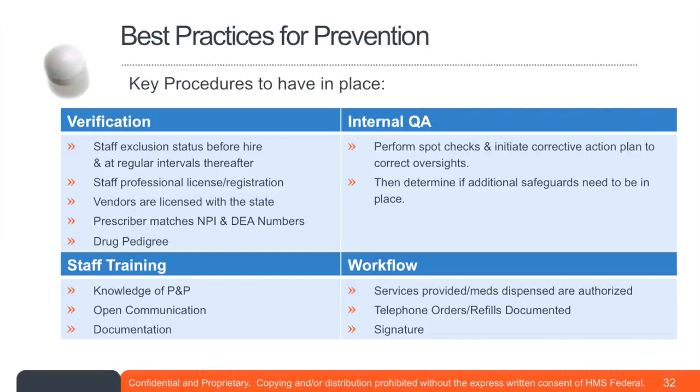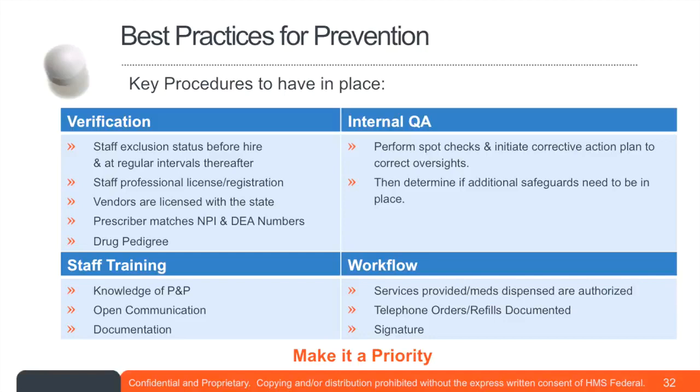Make sure that your staff is up to date on their licensure and registration. The vendors, which are the wholesalers or the suppliers, need to be licensed with the state. Take a look at your prescribers, that both their NPI and DEA numbers match up, that they belong to them, that the names match up. We talked a little bit before about the drug pedigree, making sure that's in place. So, verification on those points.